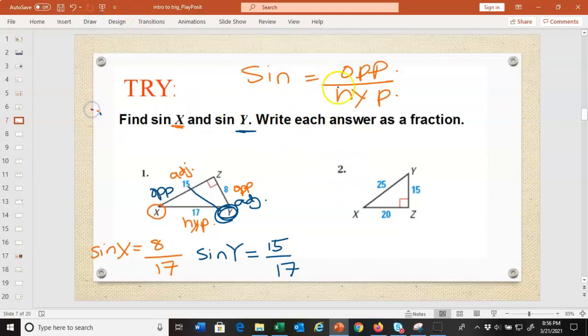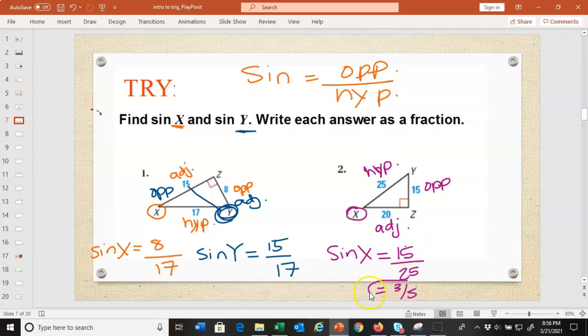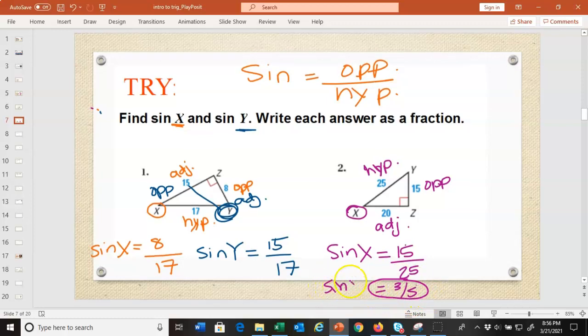Let's try number 2. So first we'll use x as our angle of perspective. So that makes 15 opposite x. 25 is the hypotenuse, right? That's across from the right angle. And 20 is adjacent. So sine of x is opposite 15 over hypotenuse 25. Oh, we could reduce that, right? Divide both of these by 5, so that's 3 over 5. Sine of x is 3 over 5.